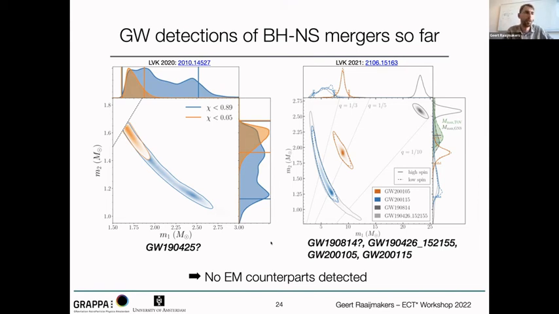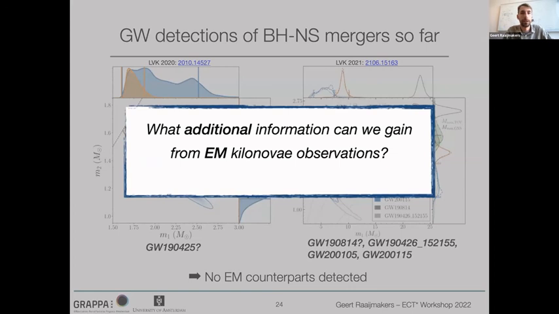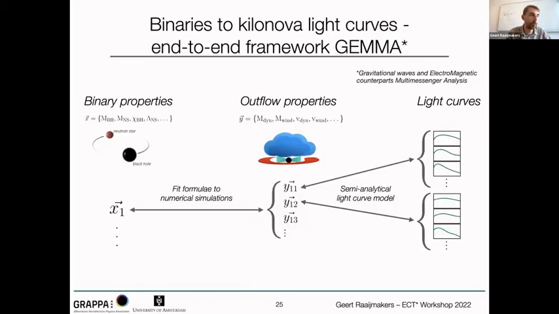And so one of the questions that we were asking is, okay, what additional information can we gain from kilonova observations for these black hole neutron star systems? And so for this, we've been building this code that sort of tries to do both the forward modeling of light curves from these systems and doing the joint parameter estimation for a gravitational wave plus EM signal system.